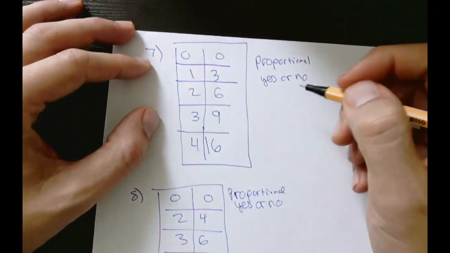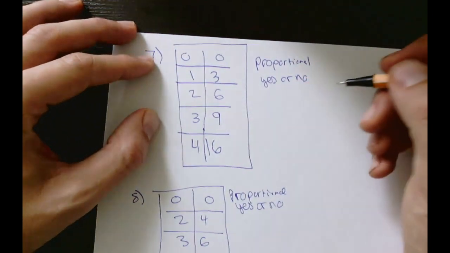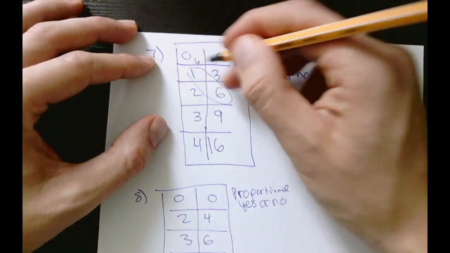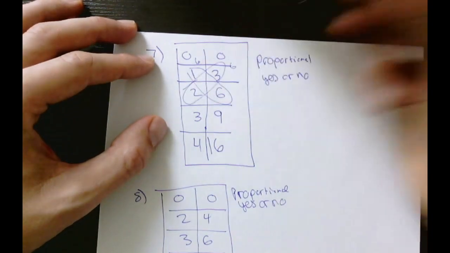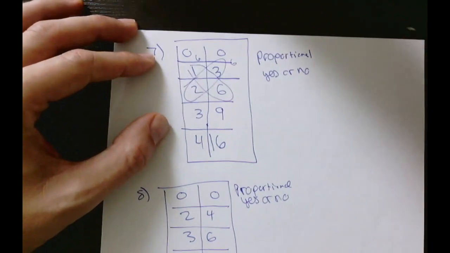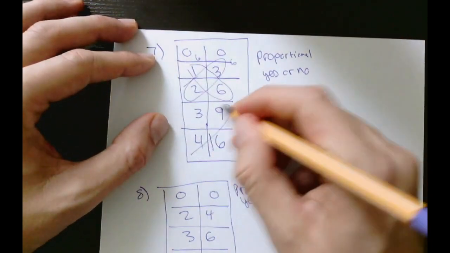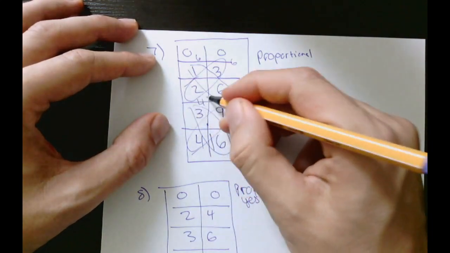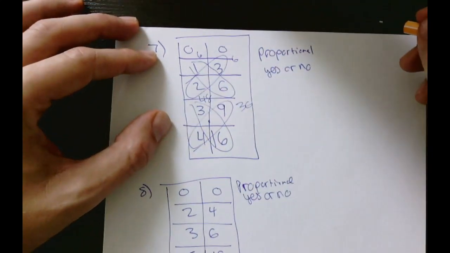Another way to check is to do cross products. You take this one and this one and get 6, and this one and this one and get 6. That works, right? But you want to check all the numbers. So you do this one and this one, you get 36, and you do this one and this one and you get 48. So it's not proportional.